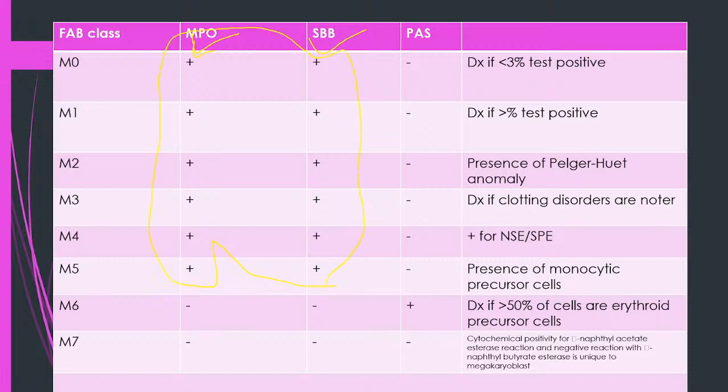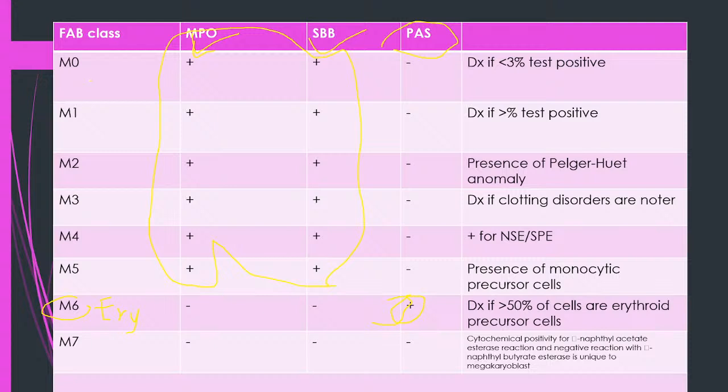M0 to M5 will test positive with these two stains. M6, because M6 is erythremic in nature, or erythroid by nature, it will only test positive for periodic acid Schiff. And M7 is neither a granulocyte nor an erythrocyte. It is therefore negative in MPO, SBB, and periodic acid Schiff.